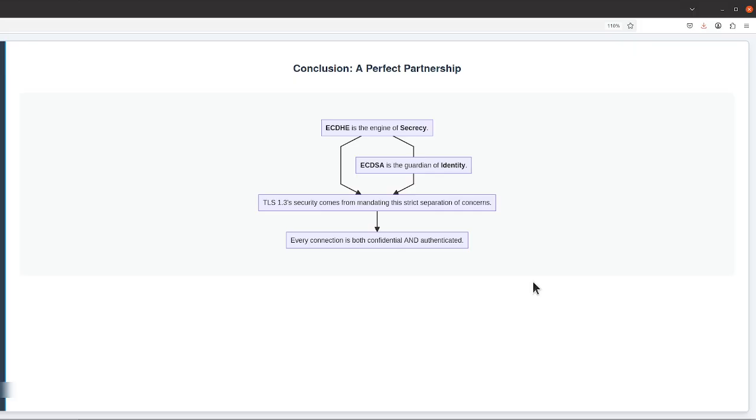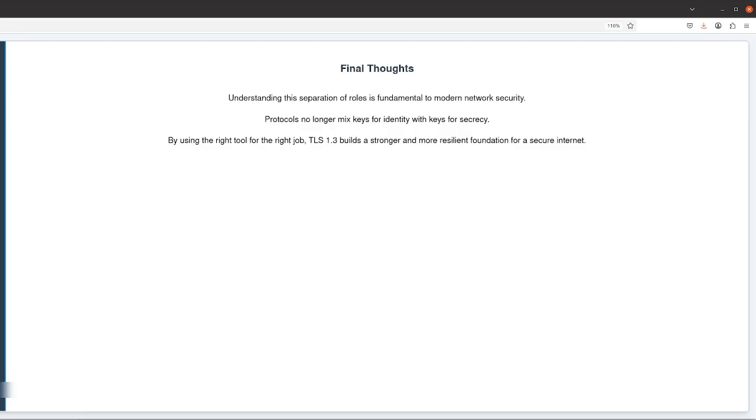Final thoughts. Understanding this separation of roles is fundamental to understanding modern network security. Protocols no longer mix the keys for identity with the keys for secrecy, as this was a major source of vulnerabilities in the past. By using the right cryptographic tool for the right job, ECDHE for keymaking, ECDSA for ID checking, TLS 1.3 builds a much stronger and more resilient foundation for a secure internet.